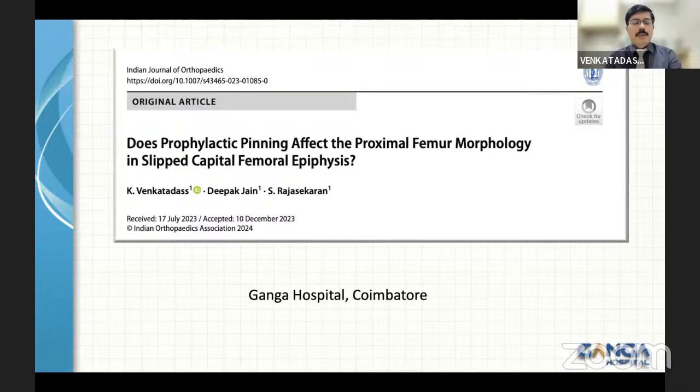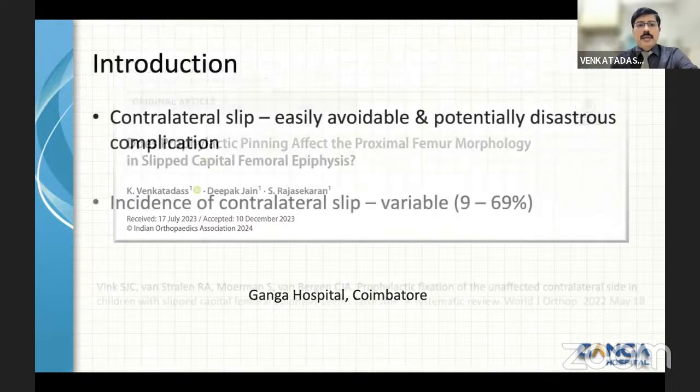So this is a simple paper which we published in IJO a couple of months back. This was basically a paper which we did to look at the morphology of the proximal femur, what happens after prophylactic pinning in slip capital femoral epiphysis. And this is the same paper which we got the best paper award in POSICON 2023.